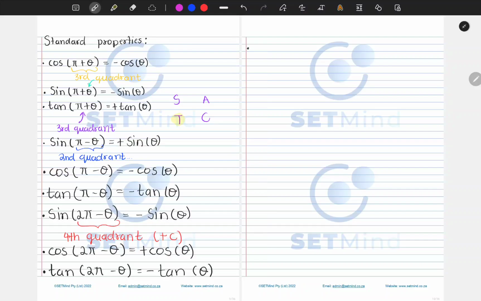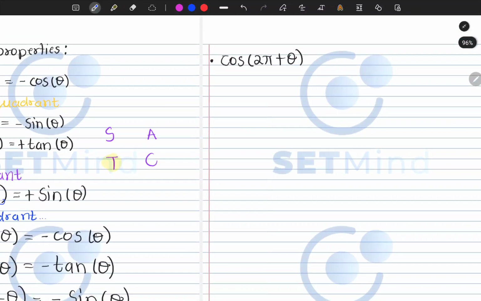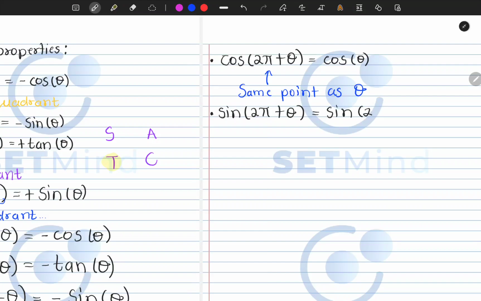And then we can worry about when we have a complete revolution. So when we have cos of 2 pi plus theta, essentially this just goes back to the same point as theta. Whenever you have a 360 plus, because cos has a period of 2 pi, this will just be cos of theta. And then when we have sine, it will be 2 pi plus theta, which will give us sine of theta.